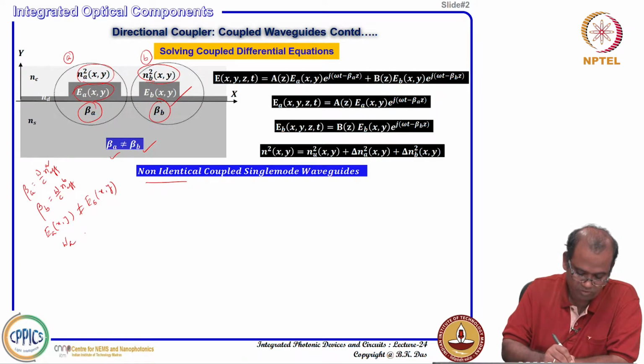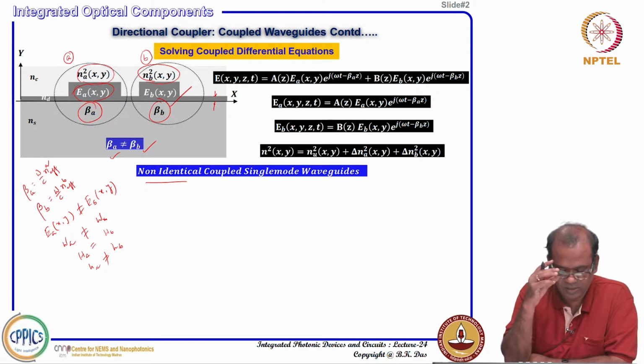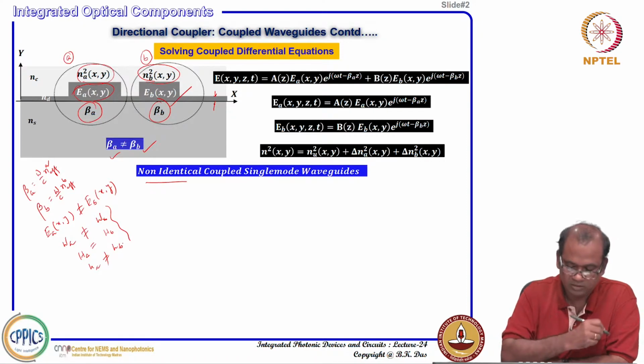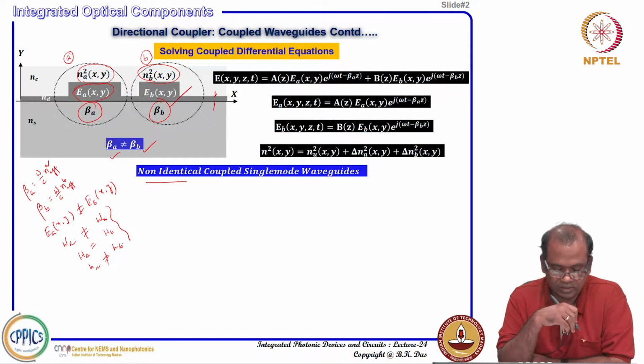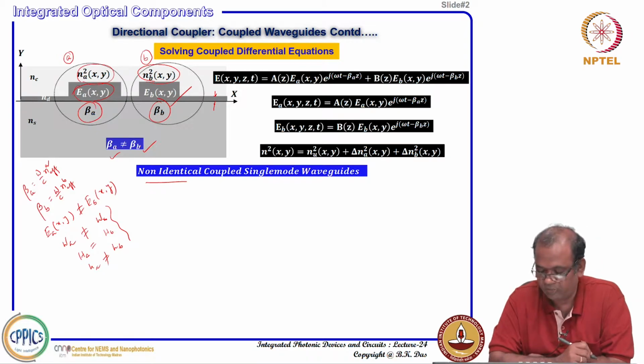That can be due to waveguide dimensional variation. One is W_A not equal to W_B, the waveguide width. The device layer thickness is considered the same, H_A equals H_B, but the slab height you can vary also. The slab height of waveguide A can be not equal to that of waveguide B, or they can be identical. If one of them is not equal, then beta A is not equal to beta B.